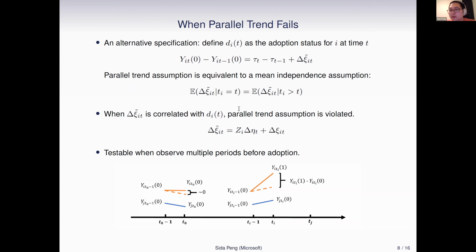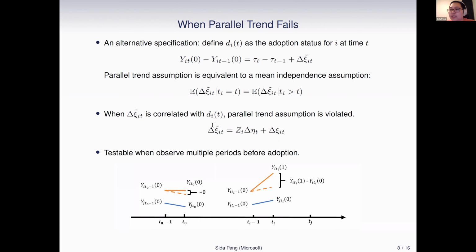One way this parallel trend assumption can be violated: one can easily construct delta psi_it tilde as a composition of V_i times delta eta_t, which you can think of as a factor representation, plus another term. If this V_i, which in our case represents individual heterogeneity or homophily on the network, is correlated with your adoption status, say V_i takes two different values and one group tends to adopt earlier than the other, that's what causes correlation between delta psi_it tilde and the treatment status.